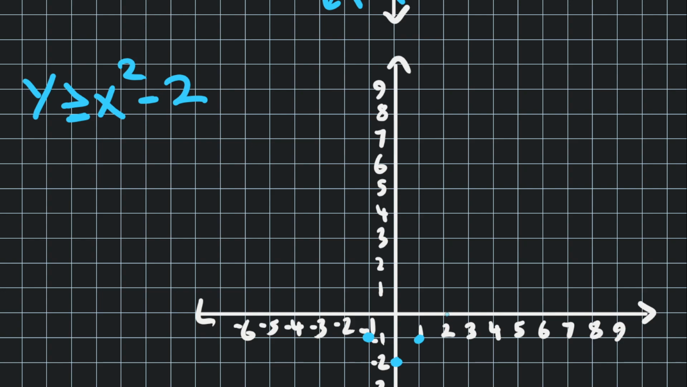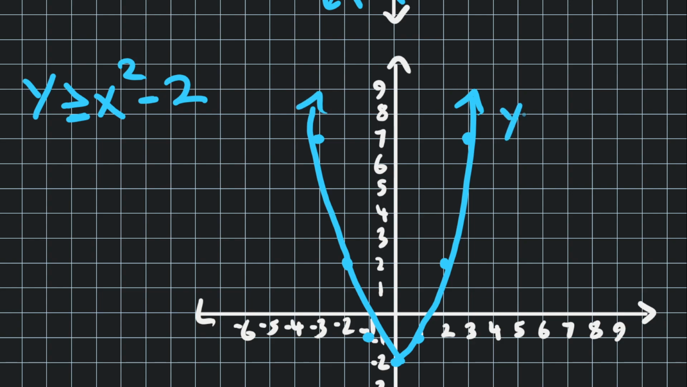So what is f of 2? So that's 2 squared minus 2. 2 squared is 4, minus 2 is 2, so up here. So 2 on that side, 2 on that side. And then 3 squared is 9 minus 2, which is 7. So 7 here and 7 here. And there we go. That would be the parabola y equals x squared minus 2.